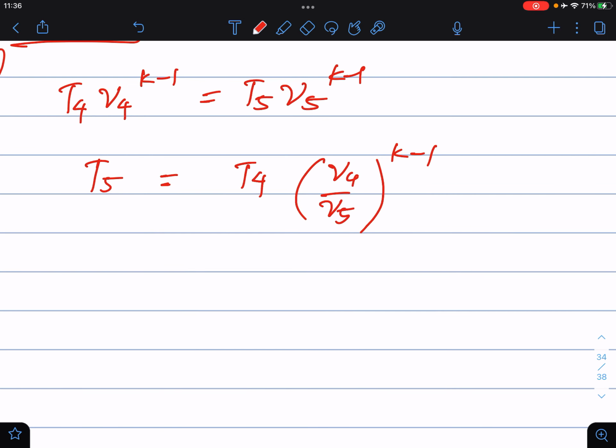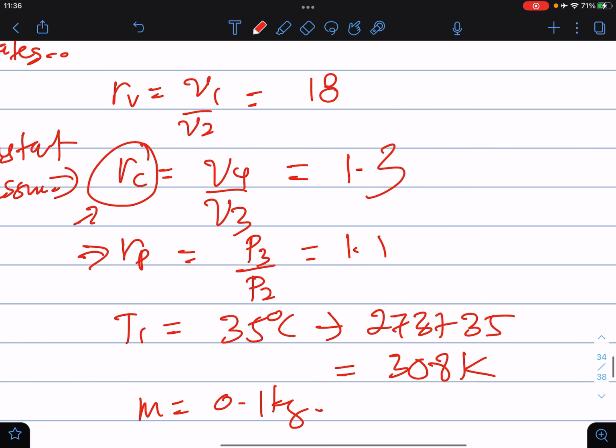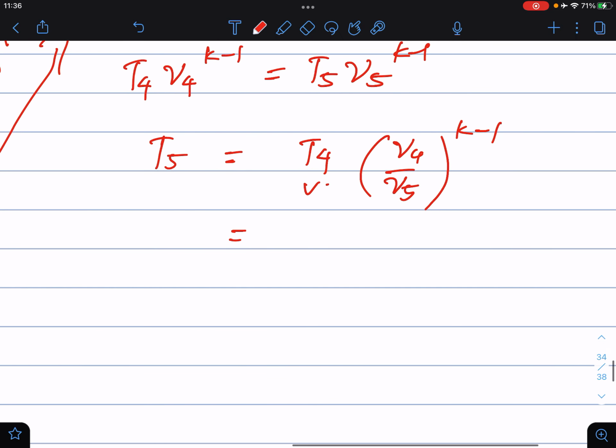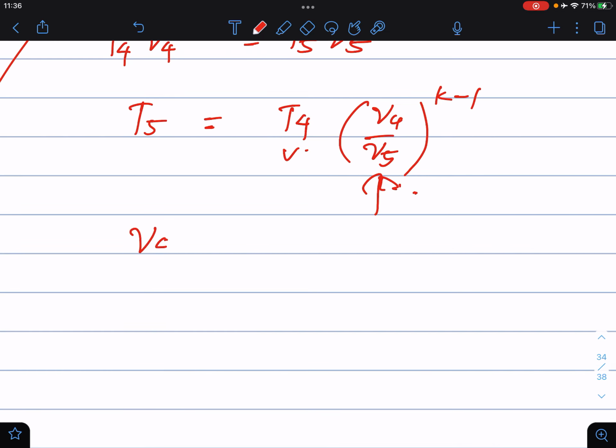Okay, so we do have T4, we already calculated. How about V4 over V5? So we check back here. V4 over V5, is there any V4 over V5 here? No. Okay, so this will be your problem. Same like diesel cycle, we need to solve this by applying the chain rule. Okay, so we need to find V4 over V5, which is equal to, I write first here, chain rule.